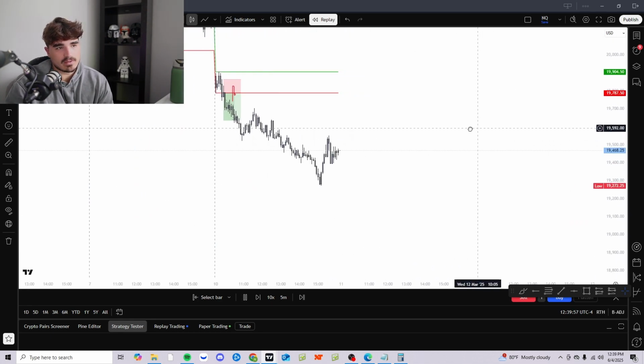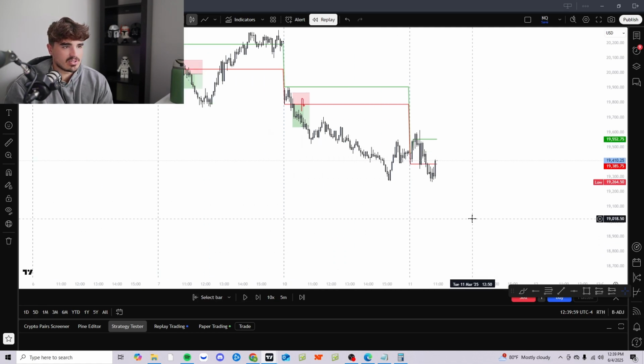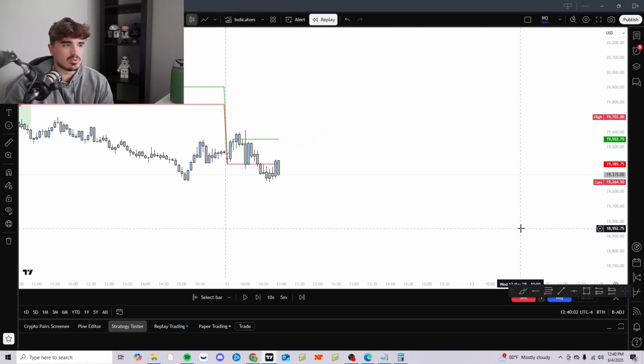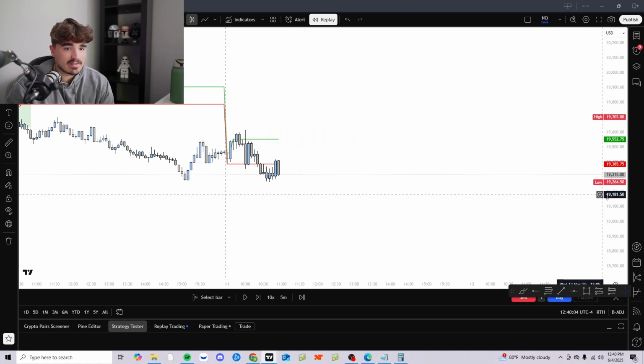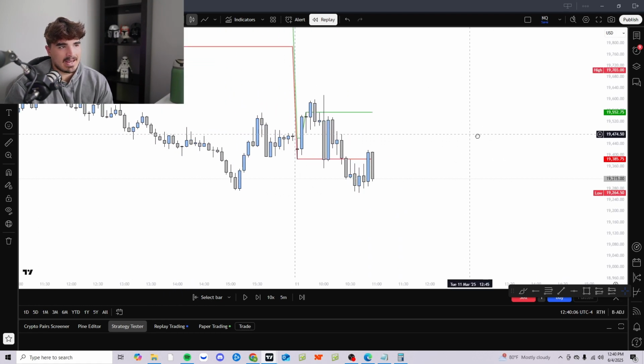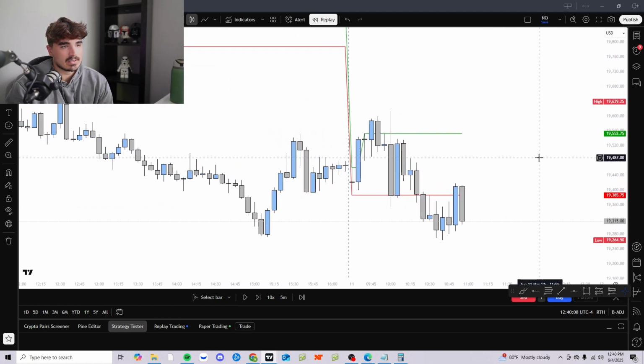And that's why I love this strategy, because there's a certain amount of things that have to happen before you take the trade. And that's why I absolutely love it.